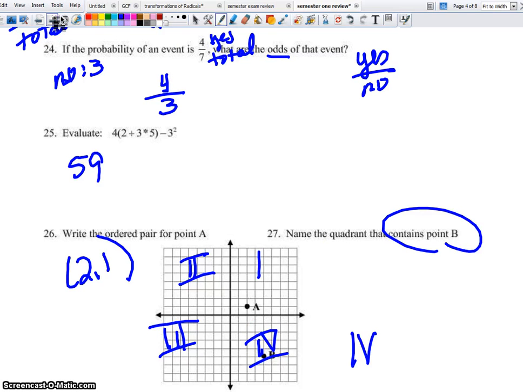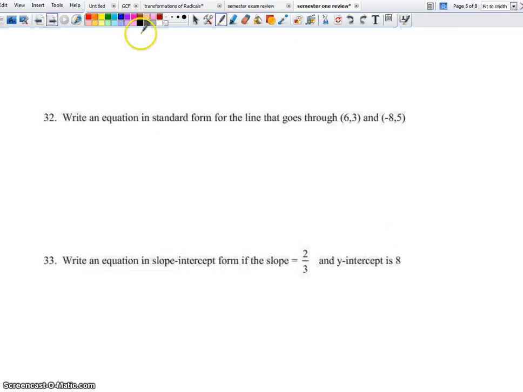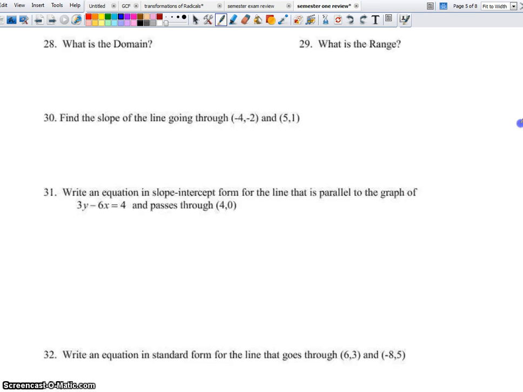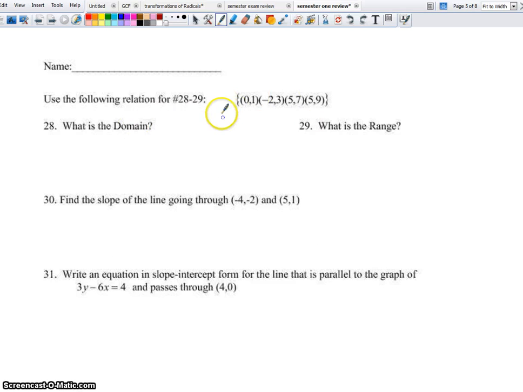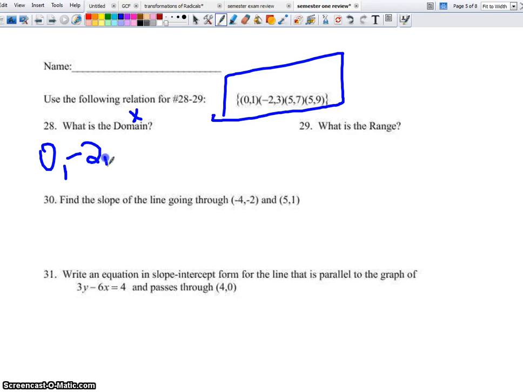Going to the next page. What is the domain? Using this set of points, domain is your x values. So 0, -2, 5, and then there's another 5, but you don't have to write it twice. What is the range? That's talking about the y values. So 1, 3, 7, and 9.